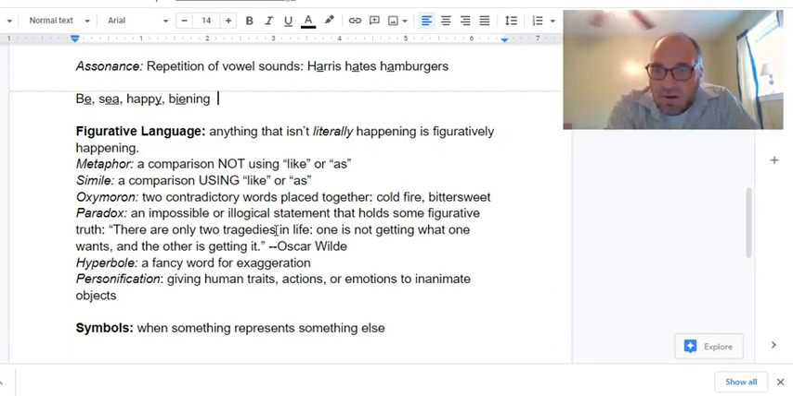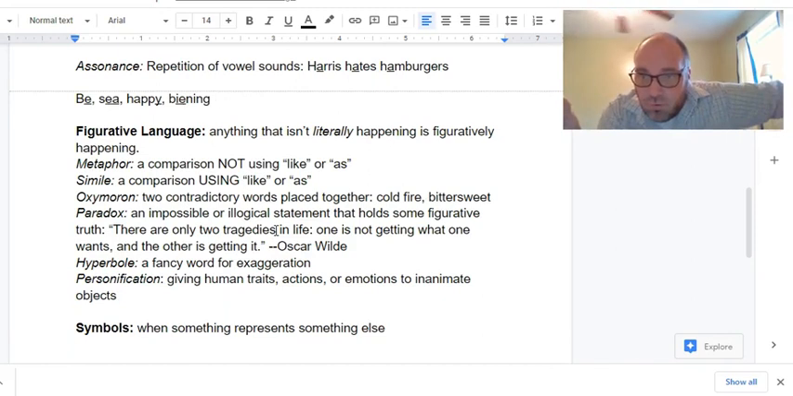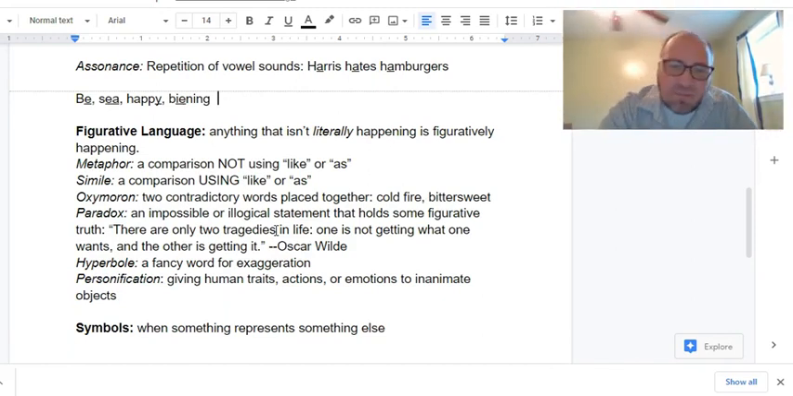One of my favorite paradoxes is from Oscar Wilde, from the Victorian age. He said, there are only two tragedies in life. One is not getting what one wants, and the other is getting it. I have this on my wall in the classroom. The idea here, and it's very solid, is there's only two tragedies in life, and you're like, okay, I buy that. And then he tells you what they are, and one is not getting what you want, the other's getting it. Does that mean everything is a tragedy? That doesn't make sense, Oscar Wilde. How is everything in life a tragedy? It can't be true. So it's an illogical or impossible statement, but then you start thinking about it, you're like, wait a minute, this is kind of true, right?